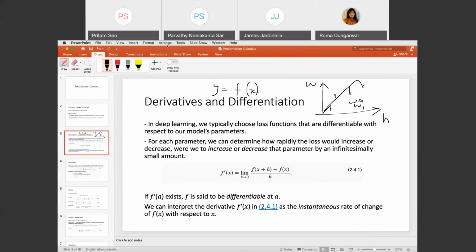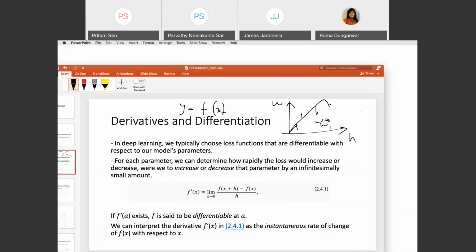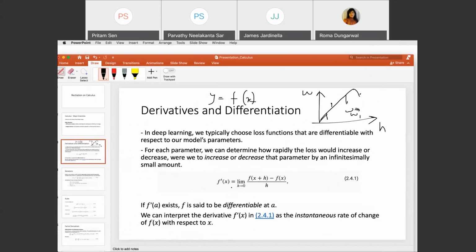f prime x is actually the instantaneous rate of change with respect to x. So as I said before, if we want to change one parameter like w0 or w1, then we can calculate f prime w0 or f prime w1 like that. So there are different kinds of notation here. We show f prime x for differentiation.